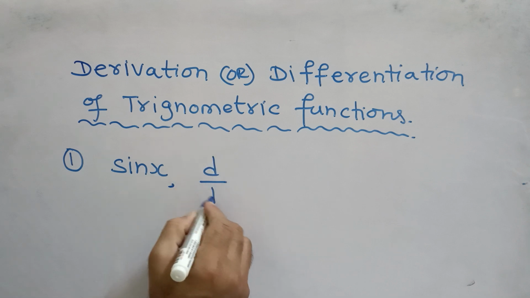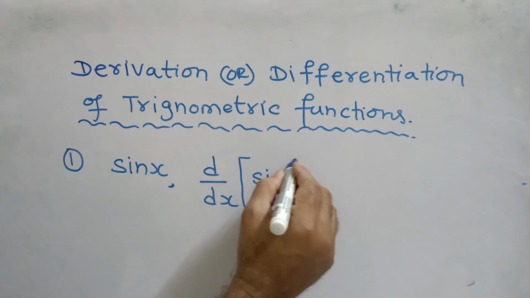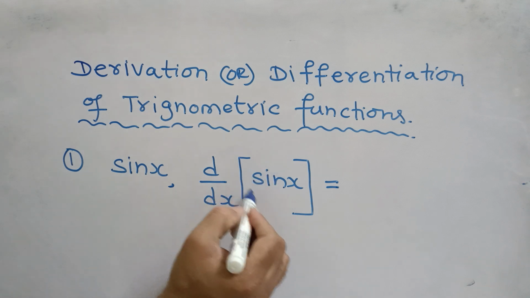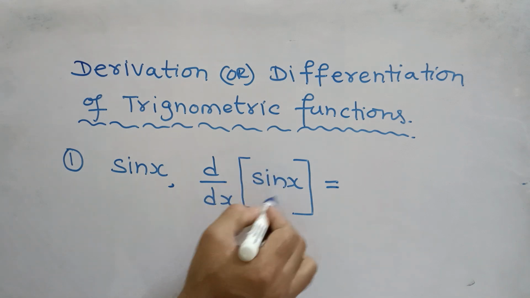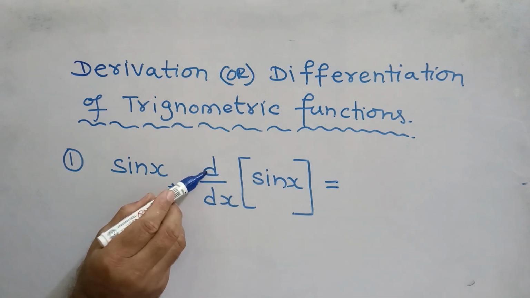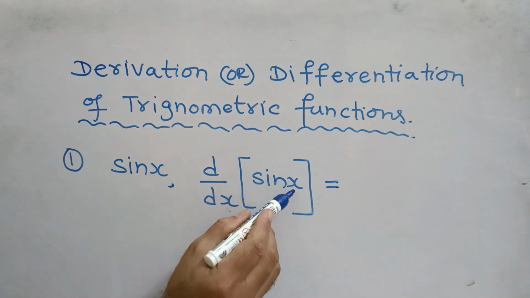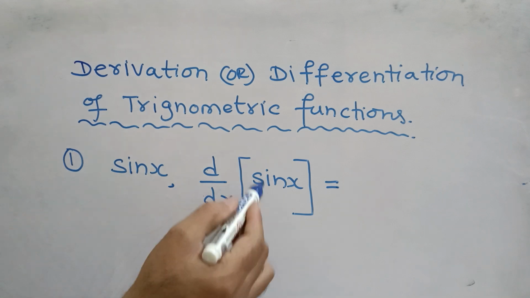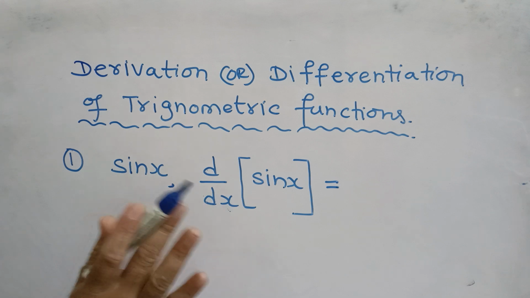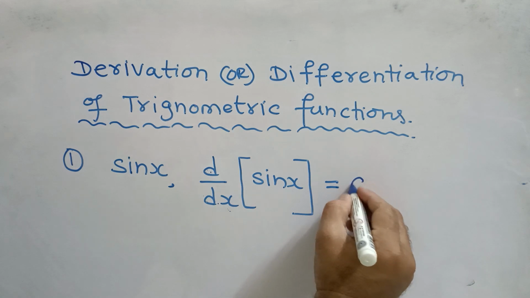Nothing but d by dx of sin x. The meaning of derivative is d by dx of sin x. Sin x is our function. For this function, I am differentiating with respect to x because this function is in terms of x. Remember that. For the given function, I am taking the differentiation with respect to x. Very clear. Therefore, d by dx of sin x is equal to, very simple, cos x.